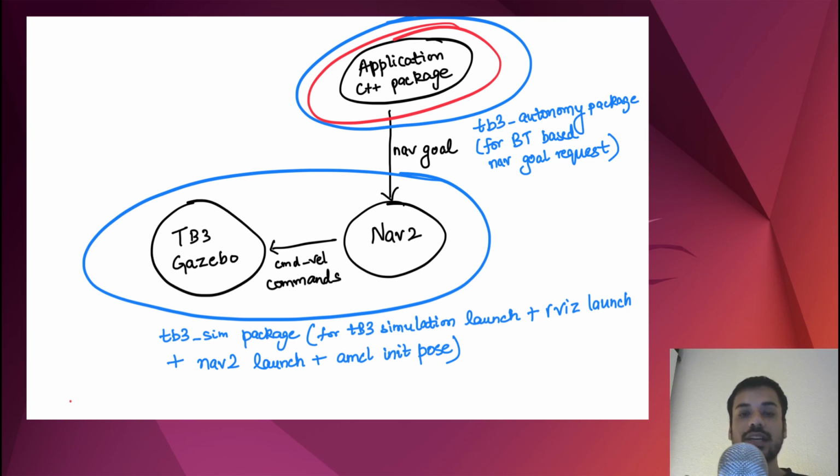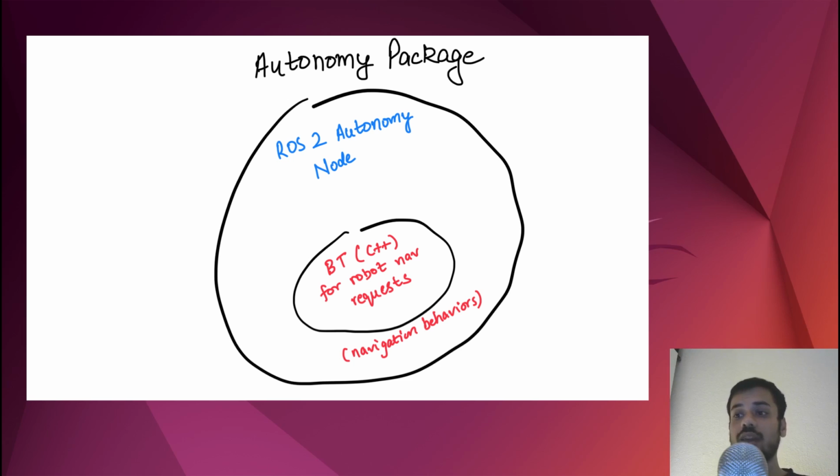Now, before we build this package, let's look at what the structure of this package is. This is what your package looks like. You will have your ROS2 autonomy node, and inside it, you will have a behavior tree controlling node. In the previous video, I already told you that we will use a behavior tree to control this robot. Now, first of all, let's talk about this autonomy node.